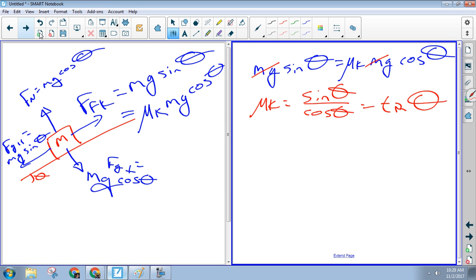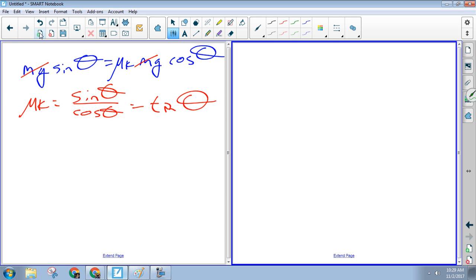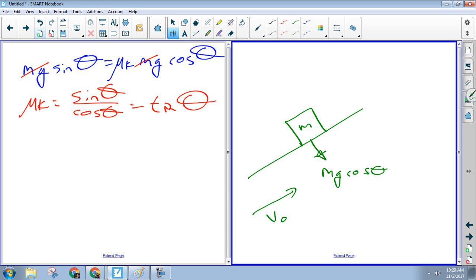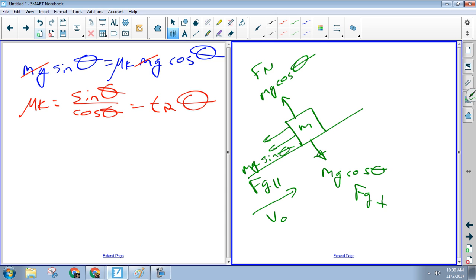Okay? So let's do that. So here's our block being fired up the ramp now with a starting velocity of v naught. It's got a mass of m. I know that there's an mg cosine theta here, an mg sine theta here, Fn, Fg perpendicular, Fg parallel, and what other force? Kinetic friction, right?